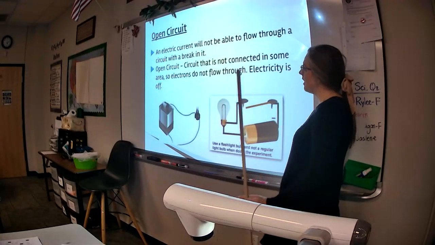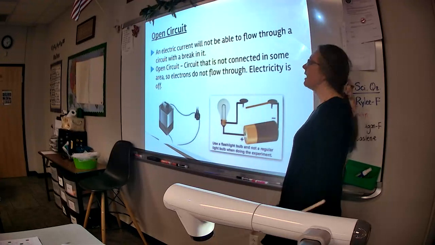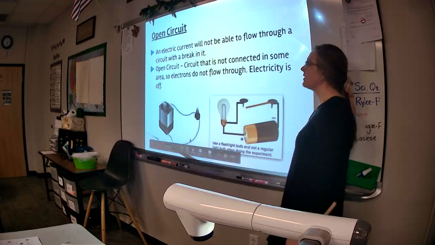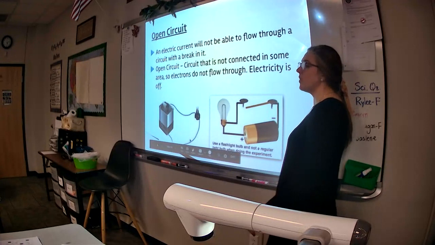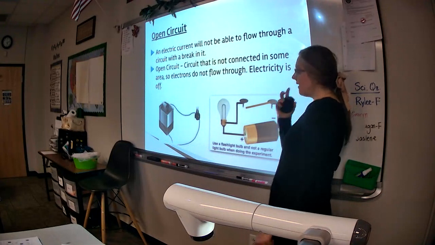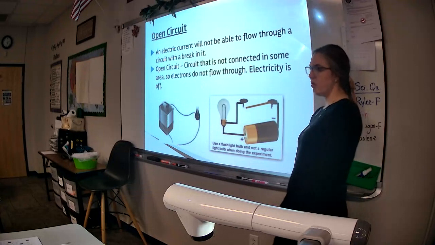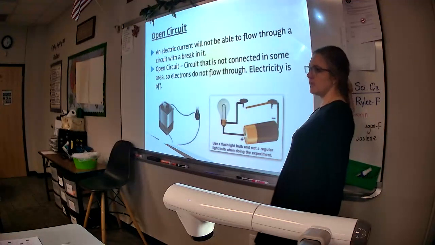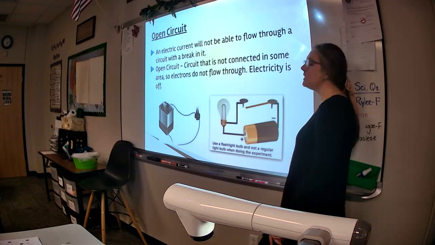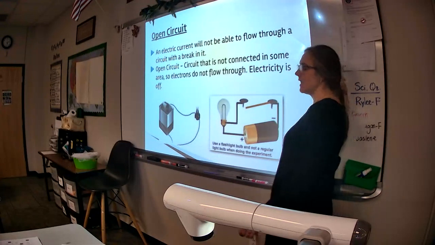Alright. Last part on this page, on the front page. An electric current will not be able to flow through a circuit with a break in it. This is called an open circuit. Raise your hand if you've heard of open and closed circuits before. Good. This should hopefully be a review. An open circuit is a circuit that is not connected in some area so that electrons do not flow through. In this kind of circuit, electricity is off.